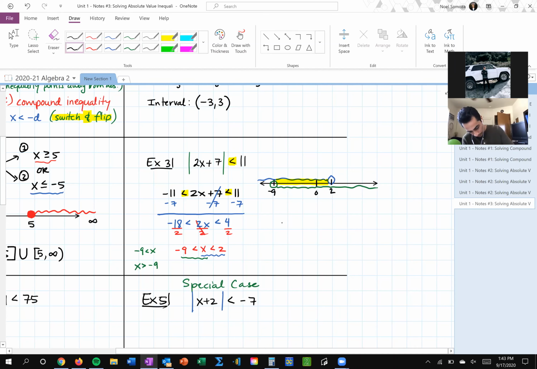So from -9 to 2. Notice how I'm not using any infinities in this case because the solution set only happens between -9 and 2. It starts at -9 and it stops at 2. So your solution interval always is a starting point and an ending point. Starting at -9, open circle, so parentheses, and then at 2, also open circle, so parentheses again. And voila, you're done. You have all 3 parts: you have your inequality, you have your graph, and you have your solution set.